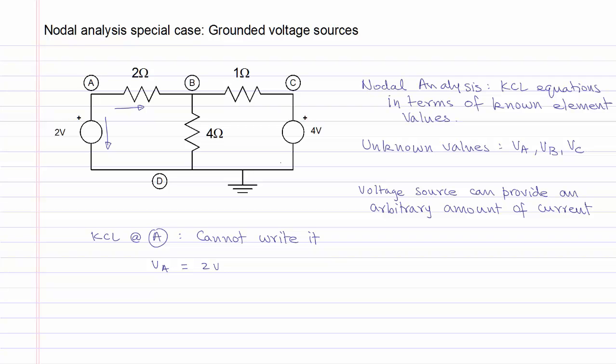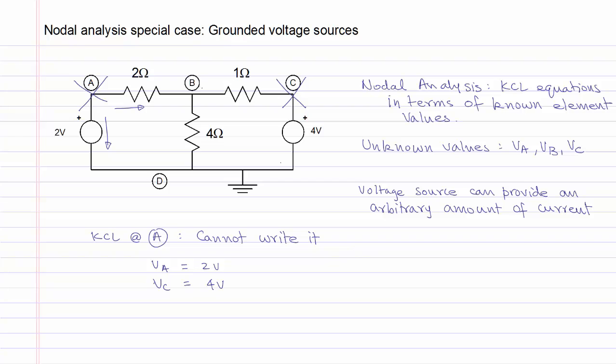Since we know the nodal voltage VA and we cannot write a KCL at node A, we can ignore this node when we are considering nodal analysis, and we will put a cross through node A to indicate that we are not going to consider this node in nodal analysis. Similarly, if we consider node C, which is also connected to a grounded voltage source, we know the voltage at node C is equal to 4 volts, and we cannot write a KCL at node C because of the grounded voltage source, and we will also put a cross through this node to indicate that we do not have to worry about this node in nodal analysis. This will leave only node B, at which we will write a KCL.